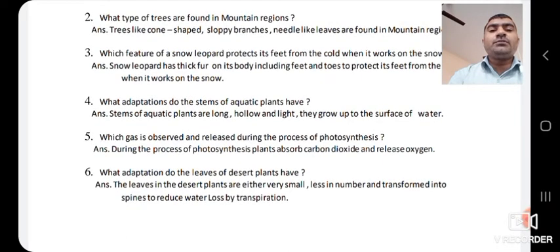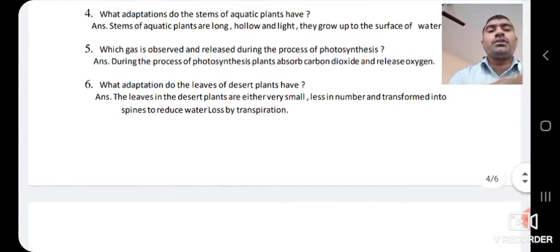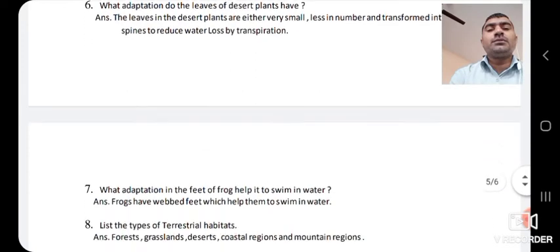What adaptation do the leaves of desert plants have? Desert plants have very few leaves, either very small or transformed into spines, to reduce water loss by transpiration. Means the desert plants have very few leaves, or they are either transformed into spines or very small leaves, so that they cannot lose water through the transpiration process.